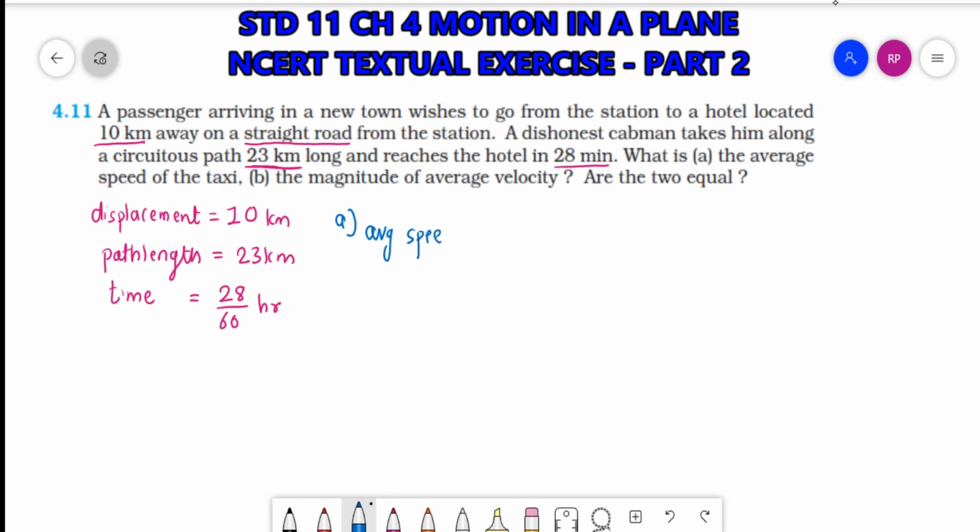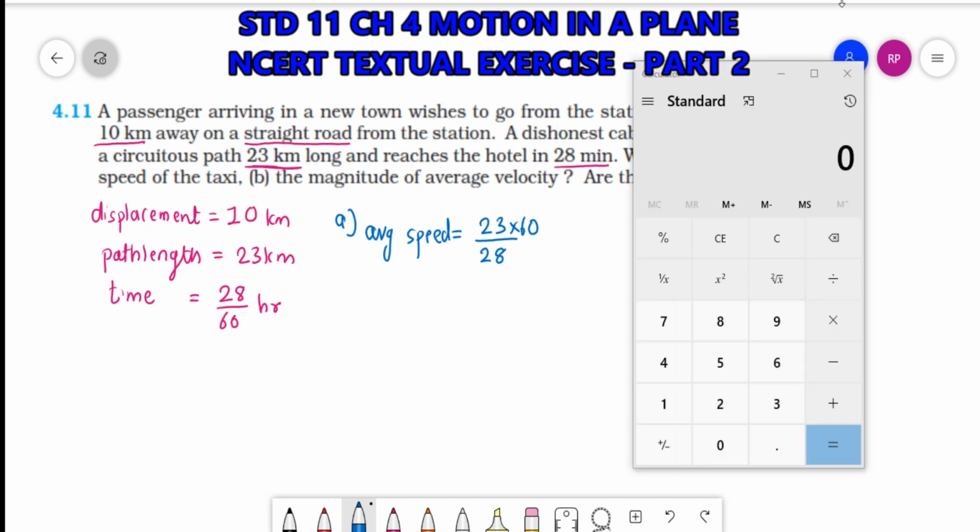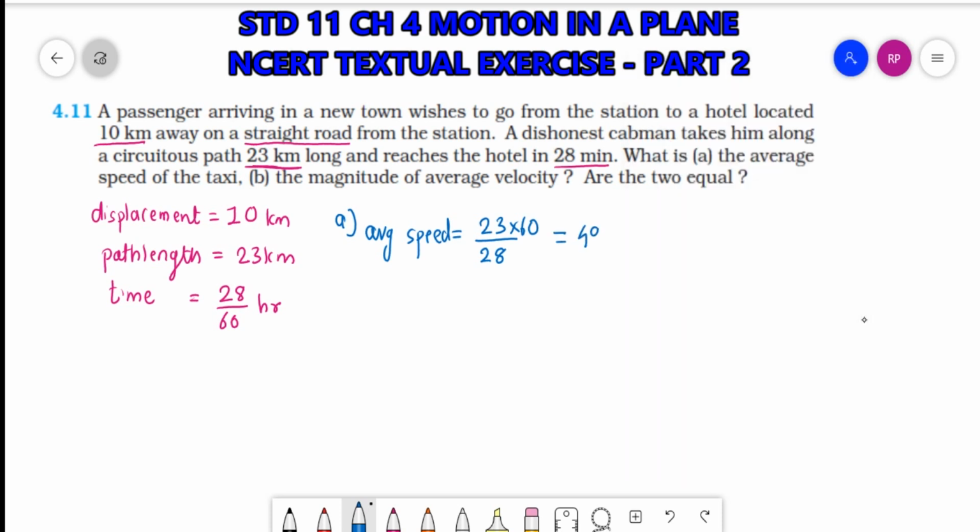Average speed is equal to the total path length, that is 23, upon the time taken, that is 28 upon 60. Clear? So let's calculate this. 23 divided by 28 into 60, that is equal to 49.28 meter per second.